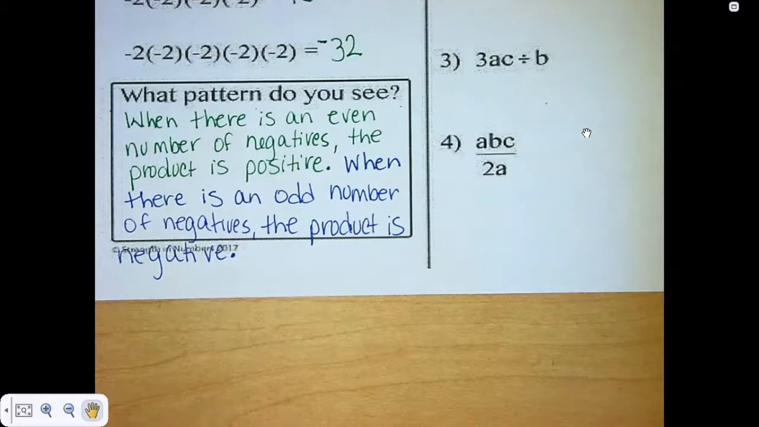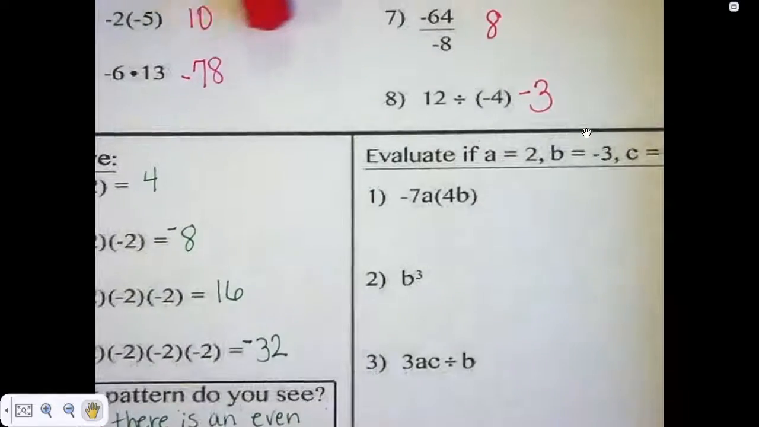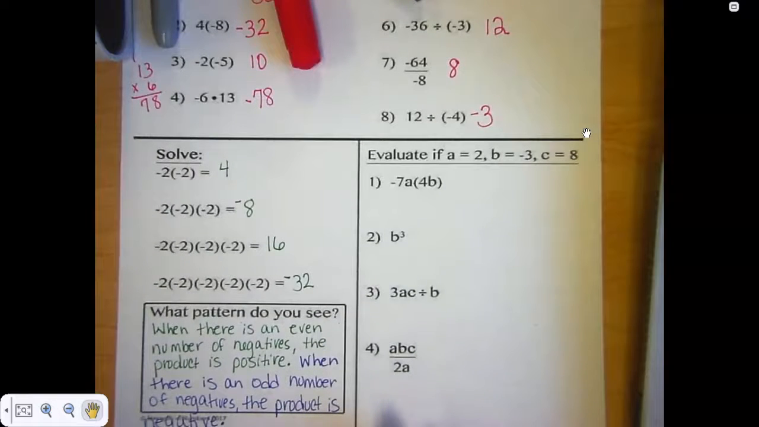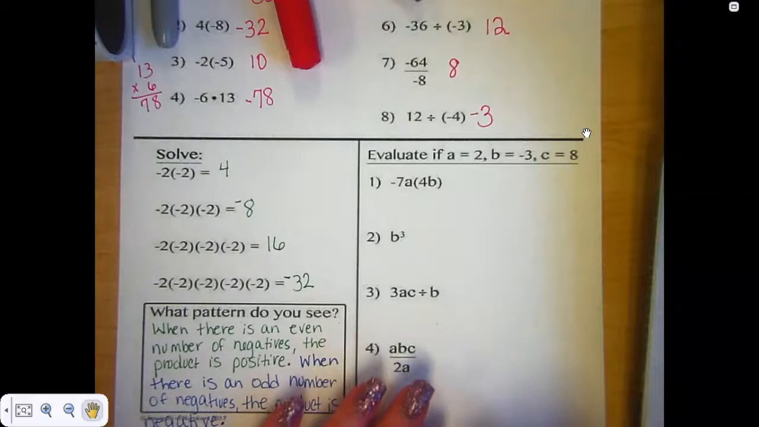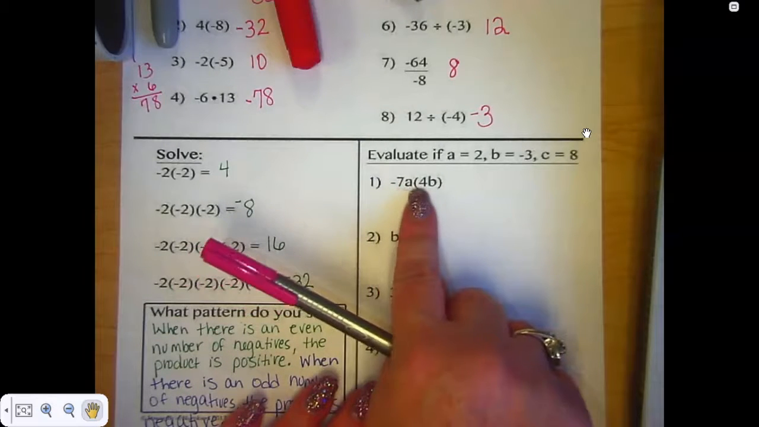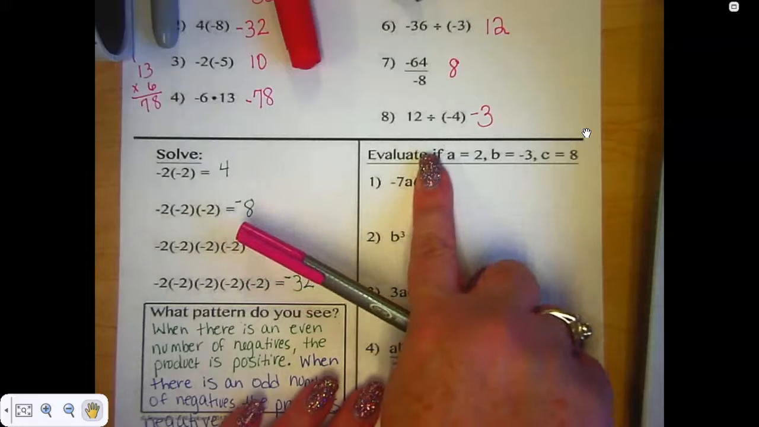Anybody still writing? All right, so let's do this evaluate section. Evaluate, which also means what? Solve. If A equals 2, B equals -3, and C equals 8. So the first thing we need to do is rewrite showing substitution. So what's happening here between the -7 and the A? When a variable is right next to a number, what does that mean?